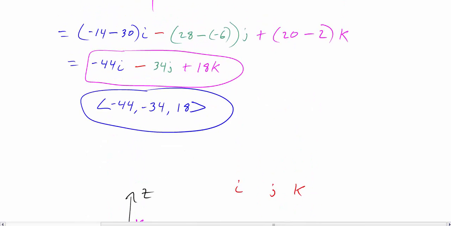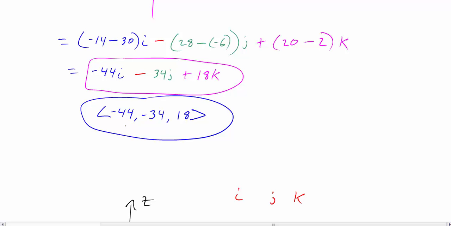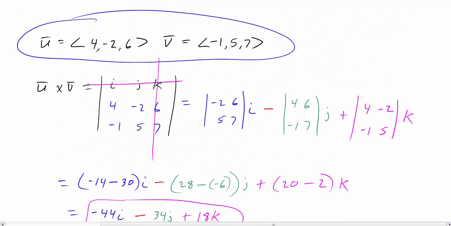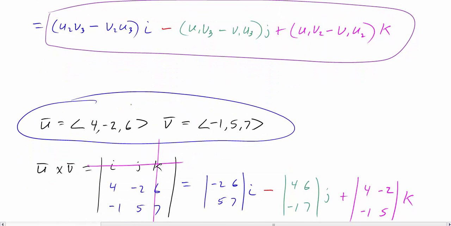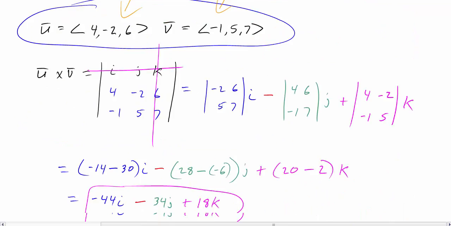And that's true for the vector up here. This is kind of hard to graph, but the vector negative 44, negative 34, and 18 is going to be perpendicular to both u and v.